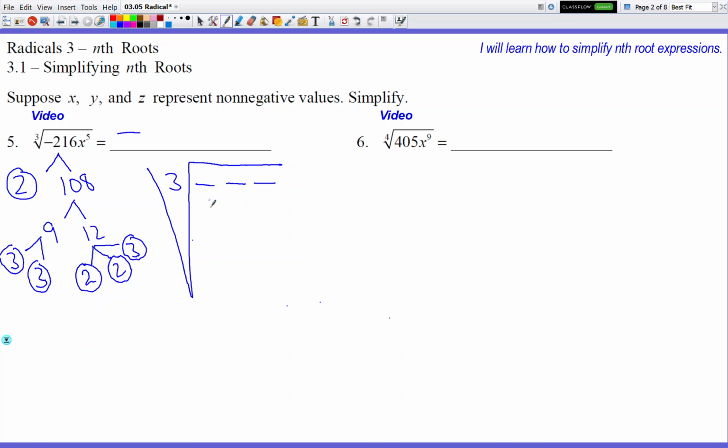So I got how many 2s? I got 3 2s, and I got 3 3s. And this time around, I got some x's. I got 5 x's. So 1, 2, 3, 4, 5 x's.